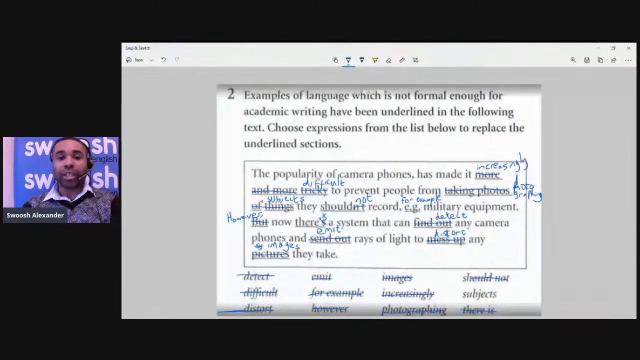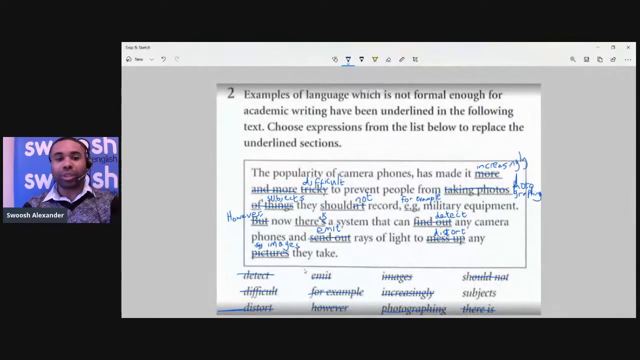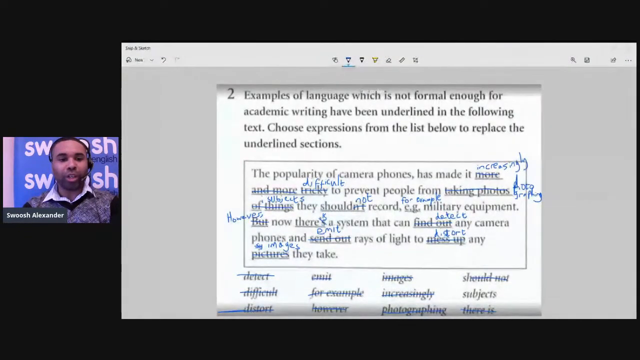Okay, so those are the answers that we should have gotten to the task. Hopefully you got the same answers overall, and hopefully this will help you recognize what sort of language is and is not appropriate for IELTS writing. So avoid contractions, avoid phrasal verbs, and avoid very vague and general language, and use specific language wherever appropriate.